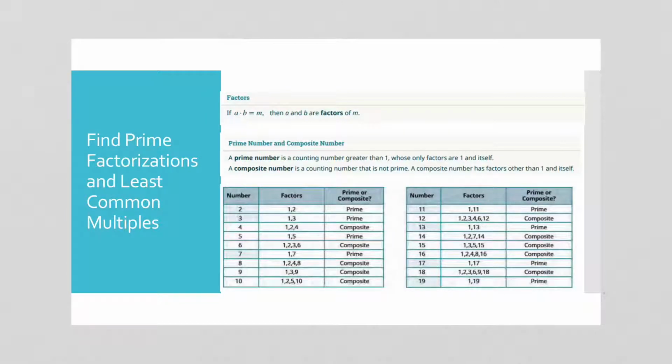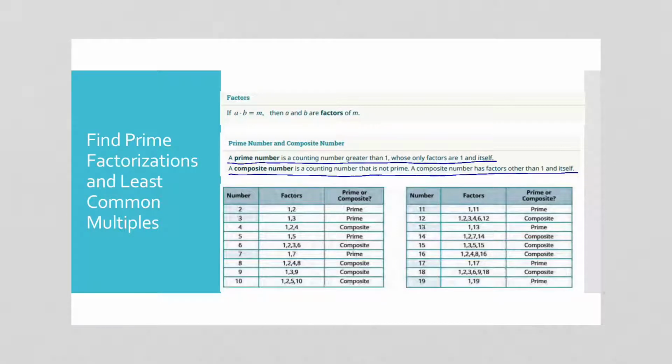Alright, so this page right here is not a comprehensive list of all the prime and composite numbers, because certainly all of our numbers go past 19. This is just a short list telling you what numbers are prime and what numbers are composite. Now you might need a reminder of what is a prime number. A prime number is a counting number greater than 1 whose only factors are 1 and itself. A composite number is a counting number that is not prime. So a composite number has factors other than 1 and itself.